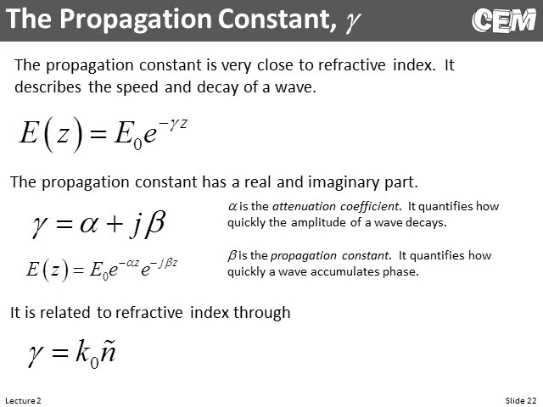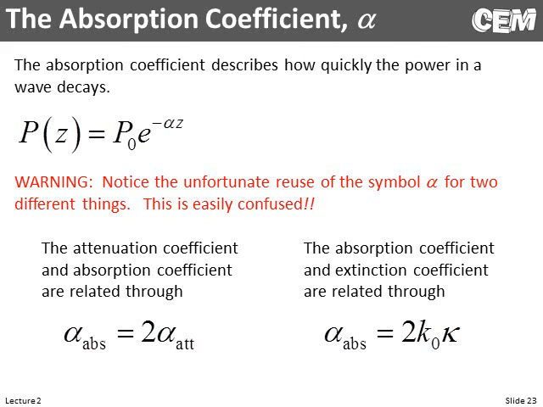And we can relate this propagation constant to the refractive index through this equation. We just multiply it by k naught, which is called the free space wave number, and the free space wave number is 2 pi divided by the wavelength. And I think that'll be another slide too.